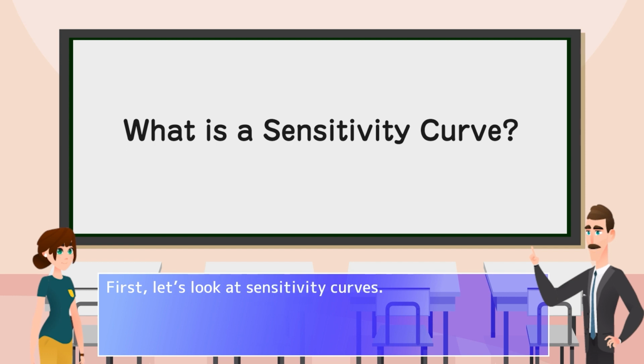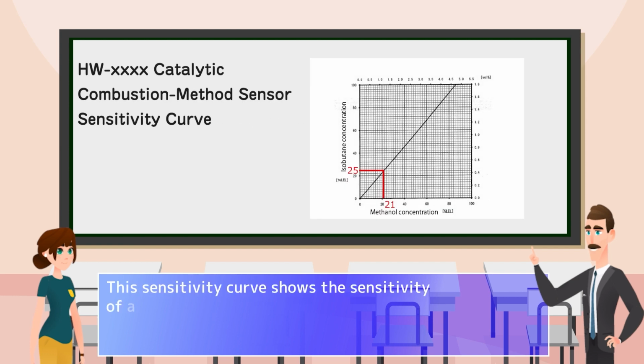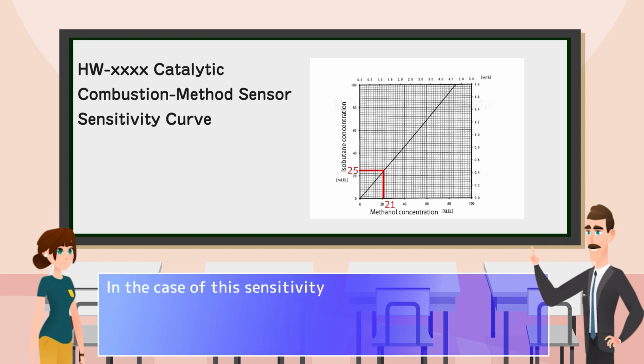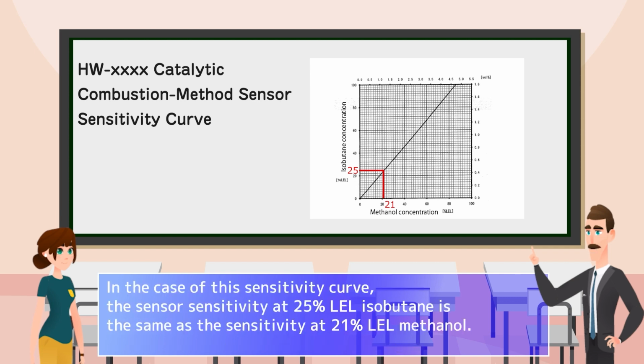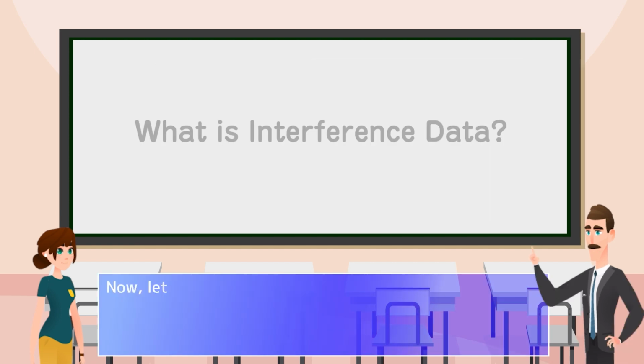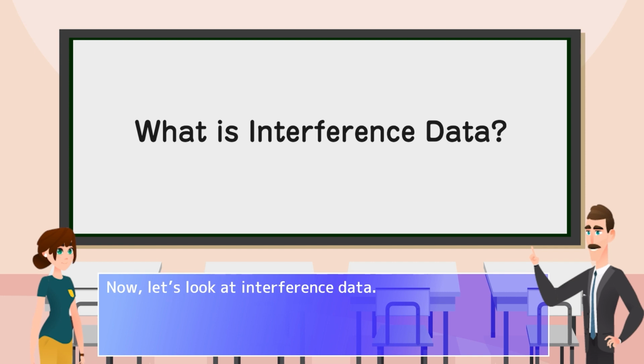First, let's look at sensitivity curves. This sensitivity curve shows the sensitivity of a catalytic combustion method sensor when detecting an interference gas versus a detection gas. In the case of this sensitivity curve, the sensor sensitivity at 25% LEL isobutane is the same as the sensitivity at 21% LEL methanol. Oh, so that tells us that when we want to use the catalytic combustion method sensor to detect isobutane, methanol will interfere greatly. Now, let's look at interference data.